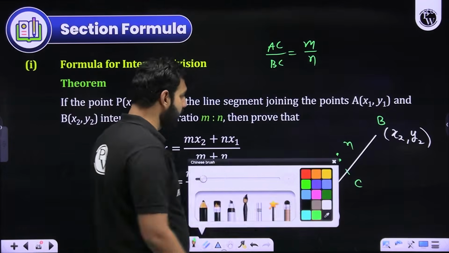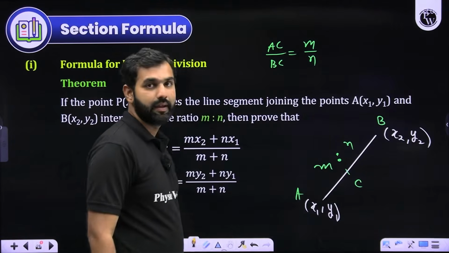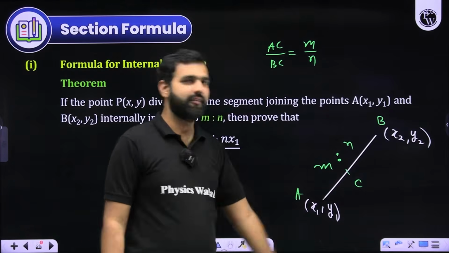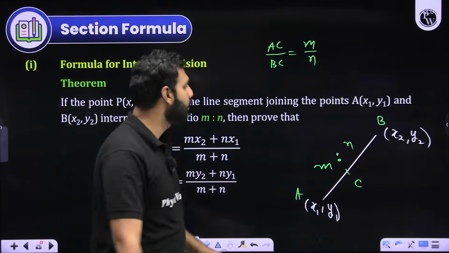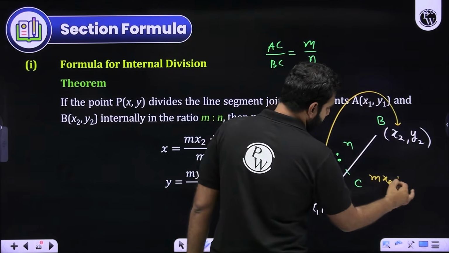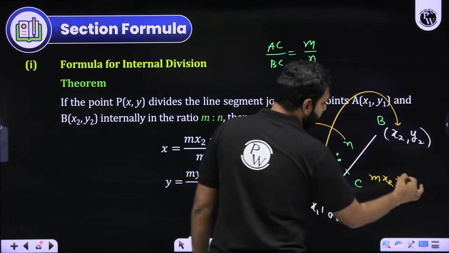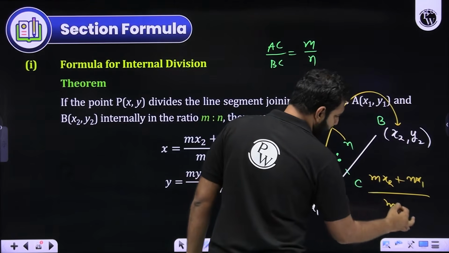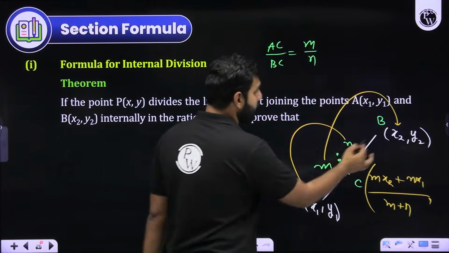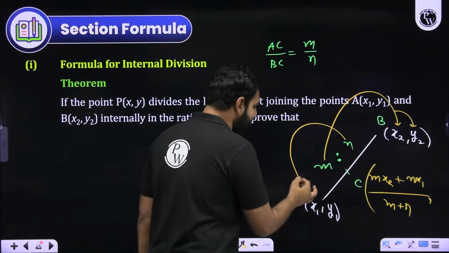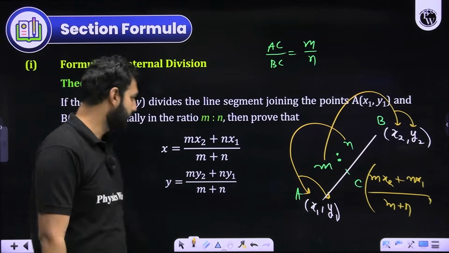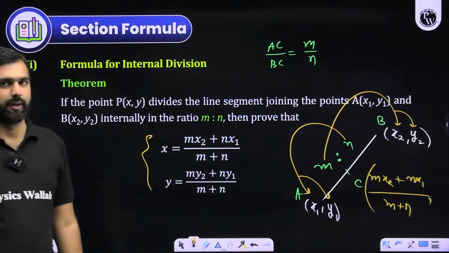How? I hope you remember, coordinates of C are going to be really simple. m times x2, y2 and n times x1, y1 upon m plus n will give you the coordinates of C. What I am trying to say is that m times x2 plus n times x1 divided by m plus n will be the x coordinate of C. And similarly, what about the y coordinate? m times y2 plus n times y1 upon m plus n will be the y coordinate. I'm running short of space there, so I'm not able to write it, but you have these written over here only. So did you get that?